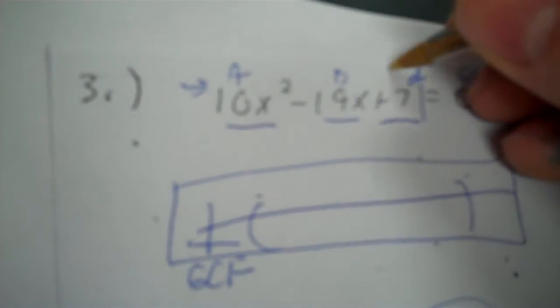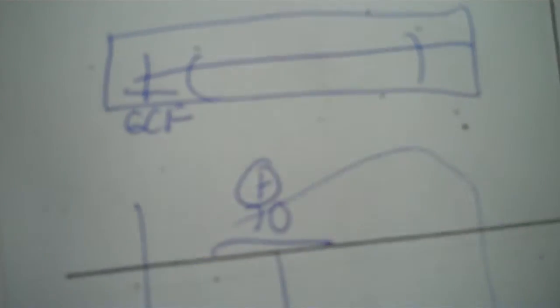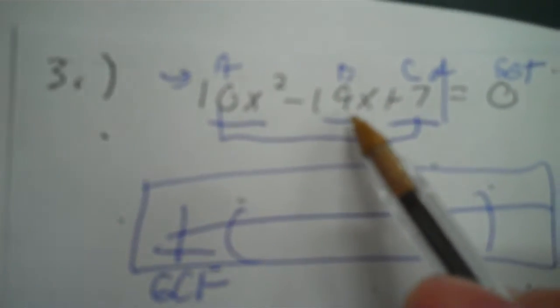So ABC. 10 times 7 is 70. It's positive 70, so the signs have to match. So I put 2 signs that match, and I have to add the factors to come up to negative 19.